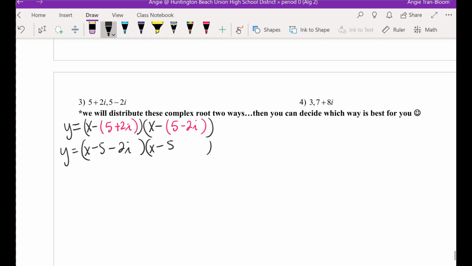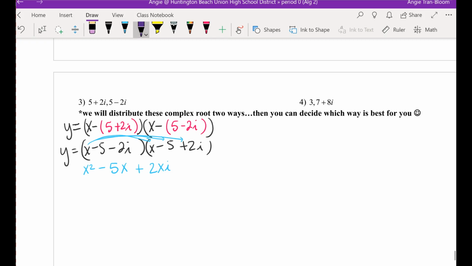X minus 5 what? Plus 2i. All right. This is a trinomial, right? 3 terms? Yes. Should we be very careful? Yes. Super. Here we go. X times x is? Yep. X times negative 5 is? X times positive 2i is? 2xi or 2ix. You decide. Okay?